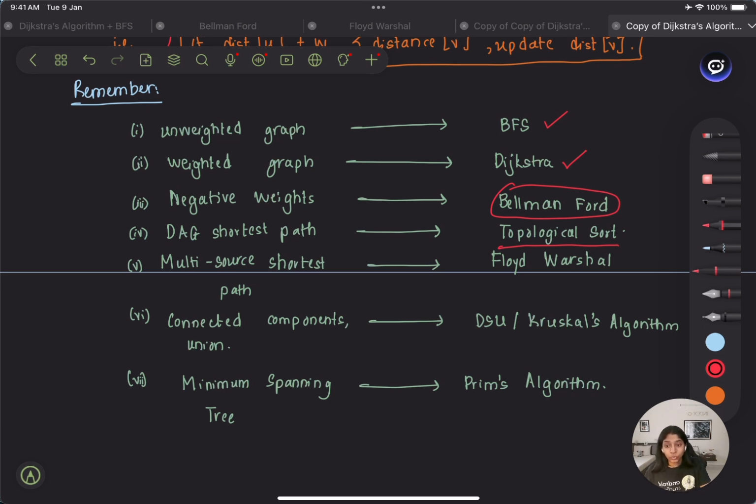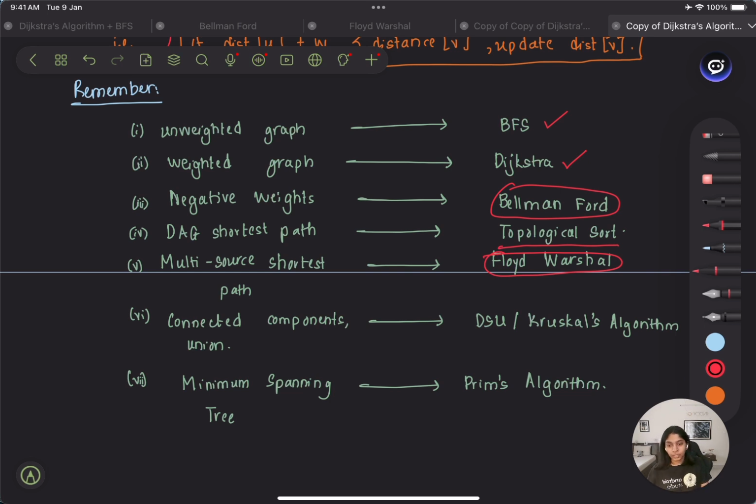And if you want to find multi-source shortest path, so here we were looking from the source A to all other nodes, but if I want to go from A to D, C to D, B to D, or C to B, or all these combinations, then I would use Floyd-Warshall's algorithm, which is also something we will see in another lecture. So that's for multi-source shortest path.